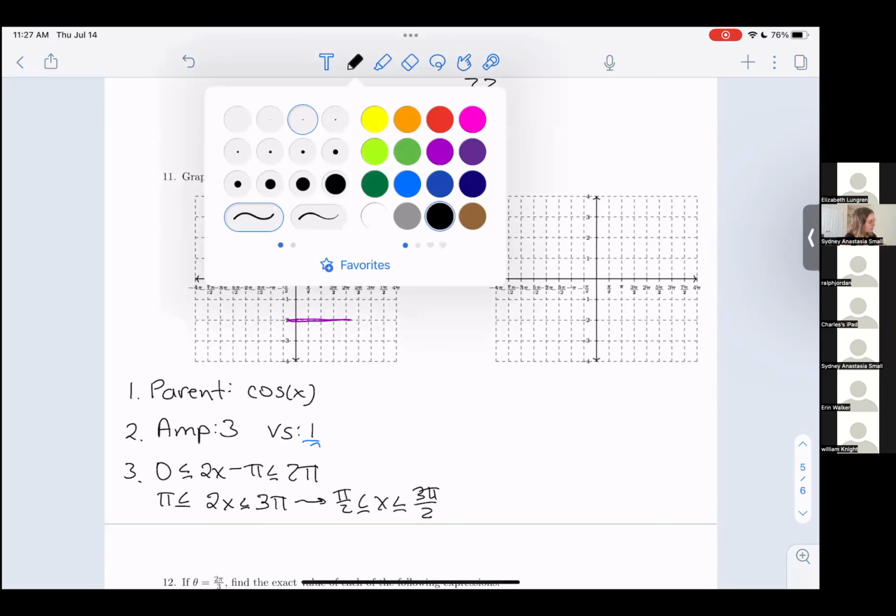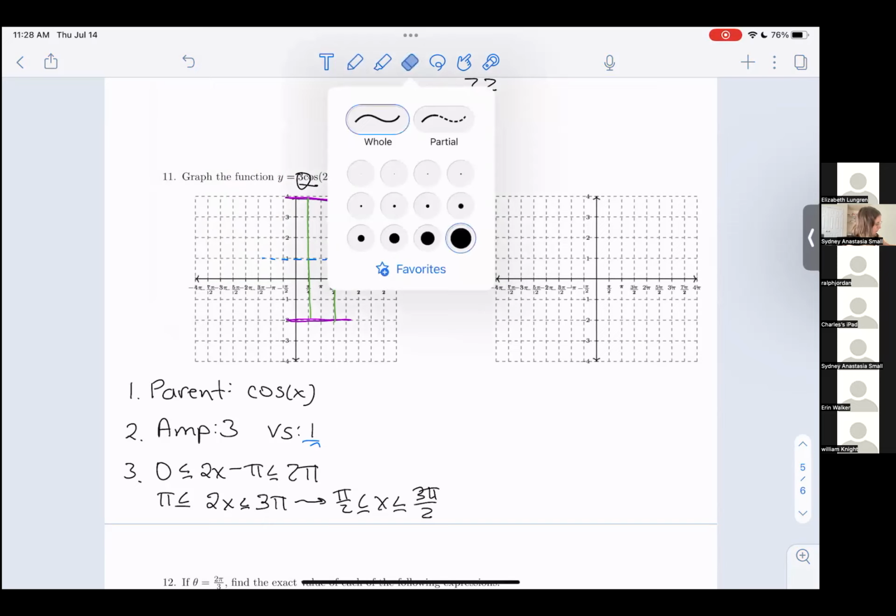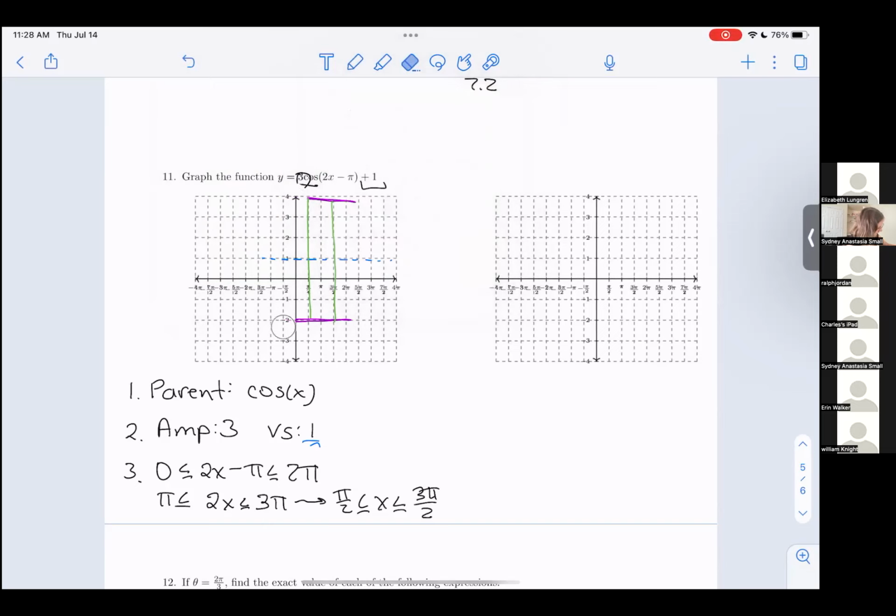So what does this mean? This means the x bounds of our box are going to be from pi halves to 3 pi halves. So I've actually made us a pretty narrow scale here. The scale on the exam will not be this bad, but this is where our principal interval is going to be.